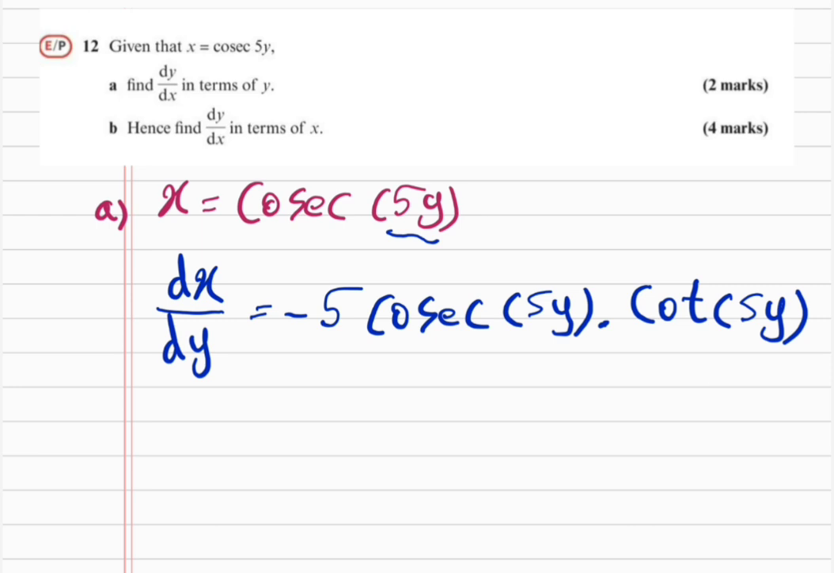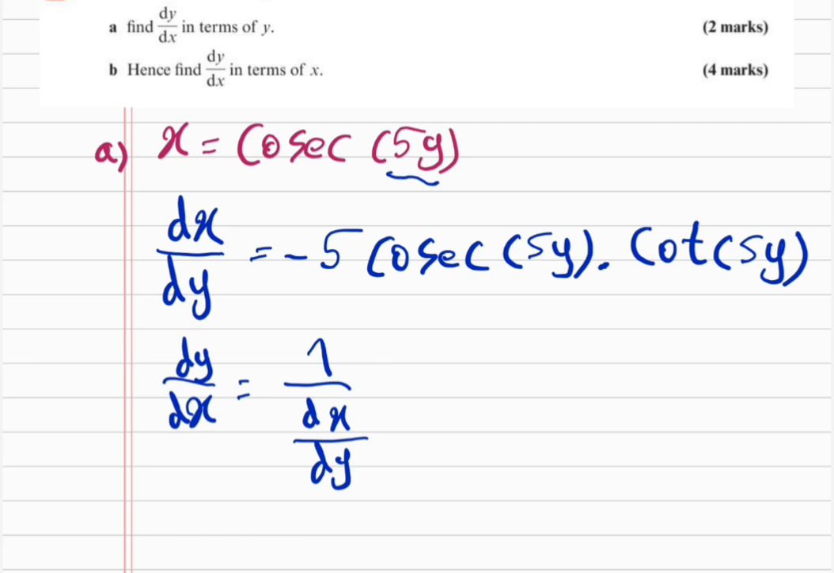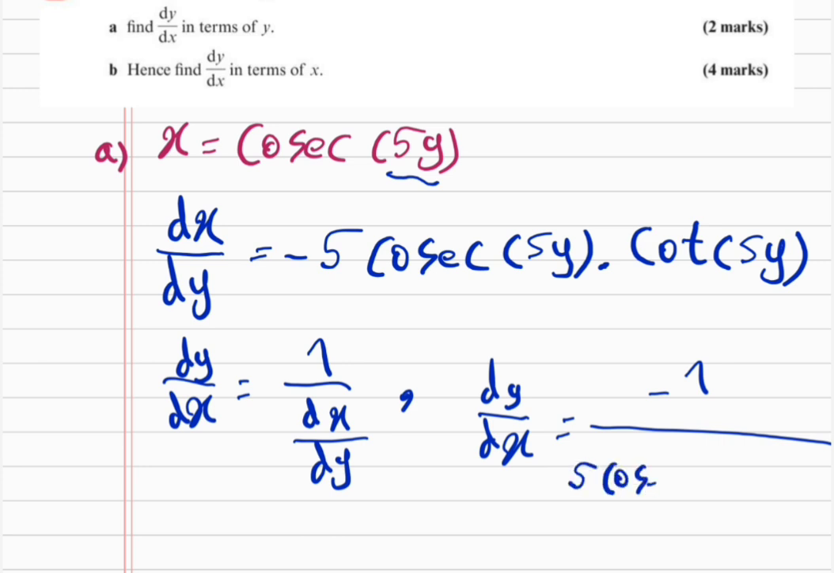So this is dx/dy, but the question is actually asking for dy/dx, and hopefully you remember that if you have a nice function, and almost all the time in A level you are given nice functions, so you don't need to worry about that, dy/dx is equal to 1 over dx/dy. It's a very important relation to remember. So in this case, we are going to use that to find dy/dx, because the derivative we found is dx/dy. So dy/dx is equal to the reciprocal of that, which is minus 1, and this negative is just because we have negative 5, over 5 cosec 5y cot 5y.